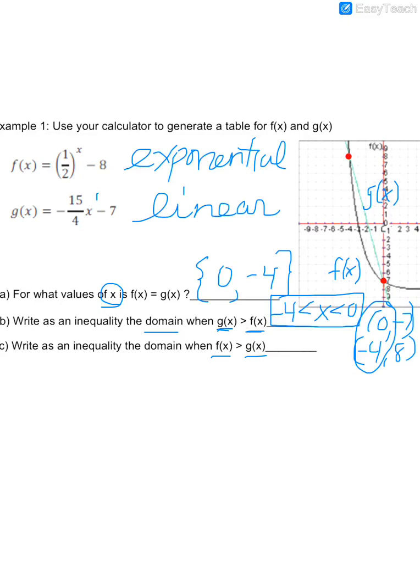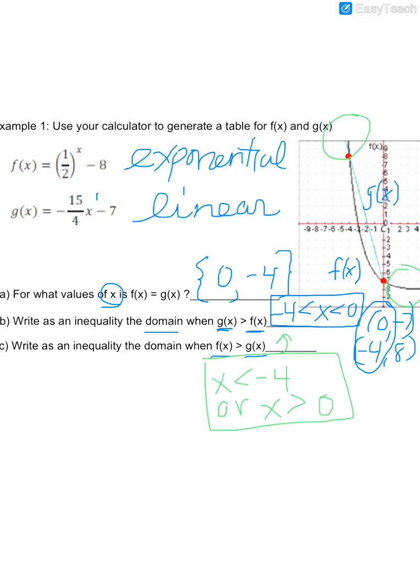Let me use a different color, like this section up here and this section down here. So I'm going to write when x is less than -4 or x is greater than 0. Again, I'm not including equal signs here because when they're equal to these numbers, these two functions are exactly the same. So this is asking me specifically when f of x is greater than g of x.